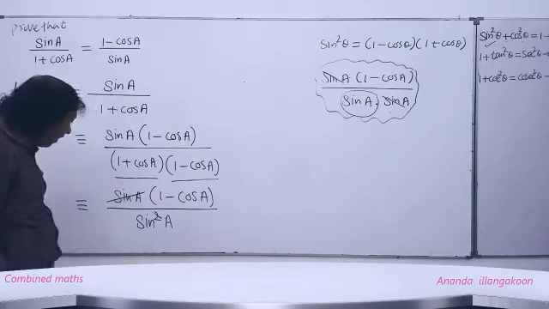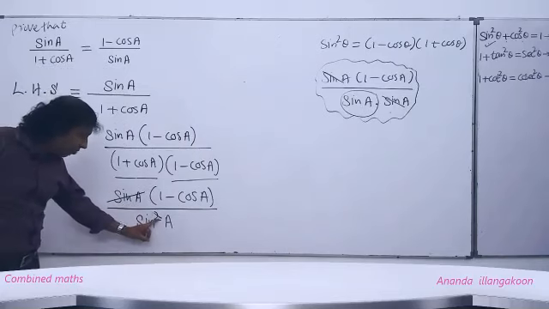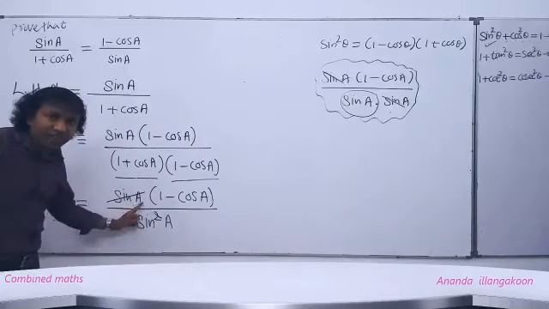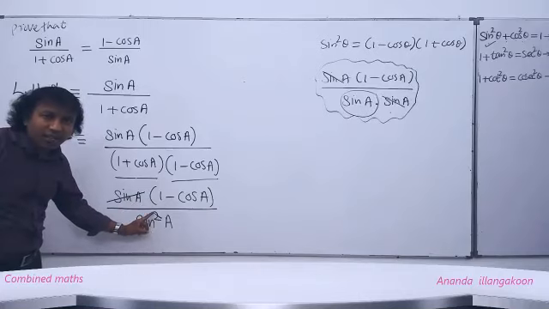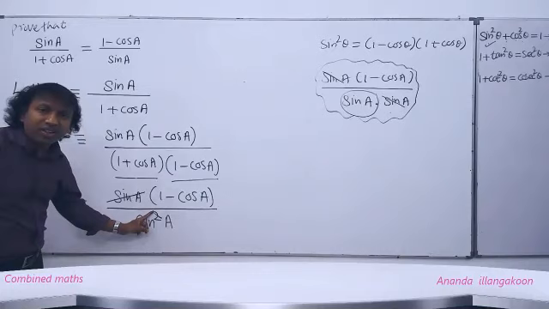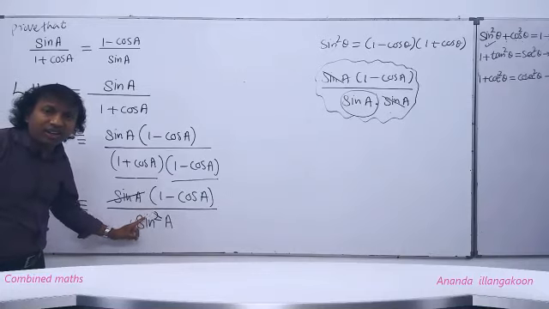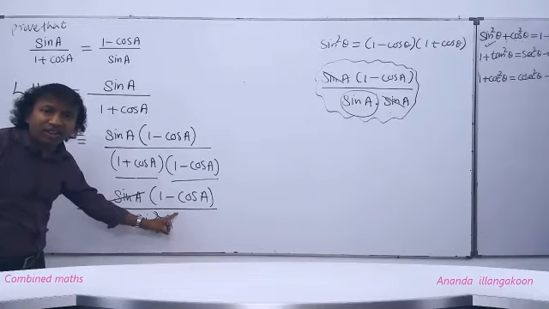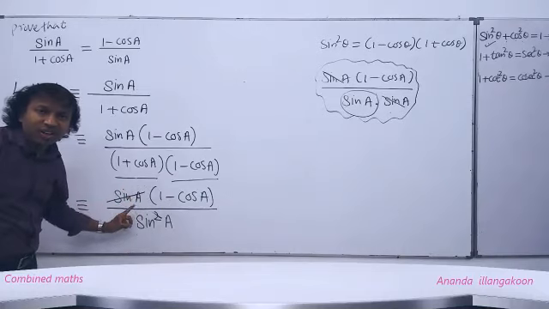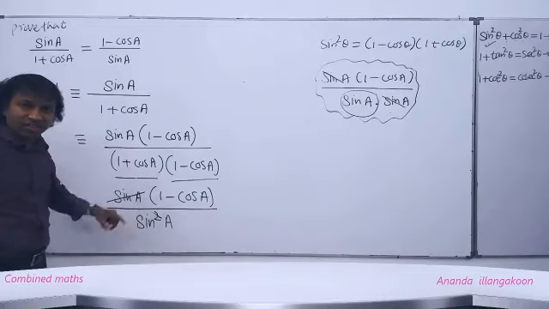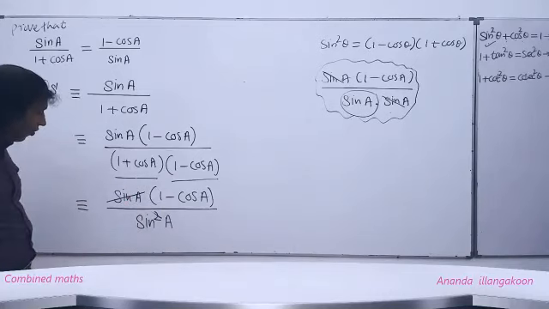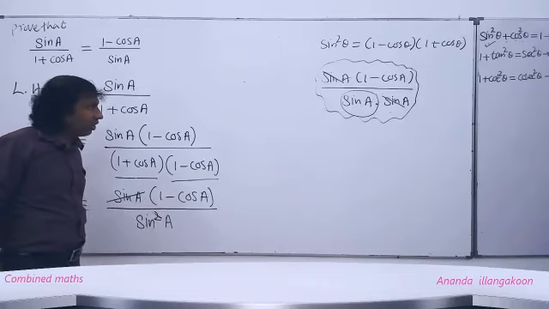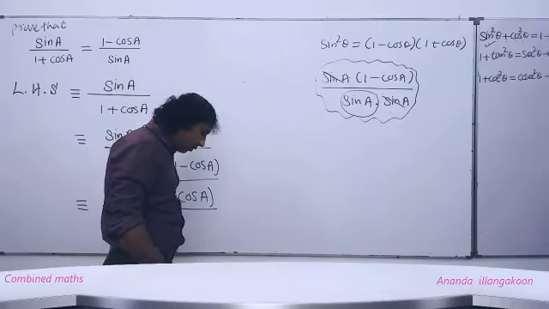So then I cancelled sine A with this power 2. It doesn't say the sine A cancels with this 2. Really, by cancelling, what do we mean? We mean that sine squared A is sine A into sine A. One sine A we cancel down with this sine A. Another sine A should remain. Only one sine A term should remain when we cancel down like that. Understand? So therefore, what we get? 1 minus cos A divided by sine A.